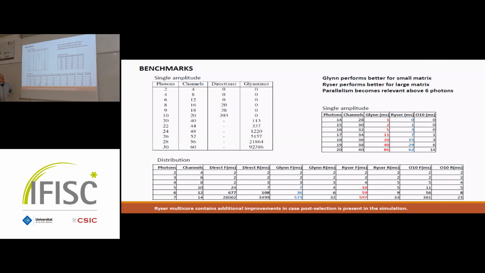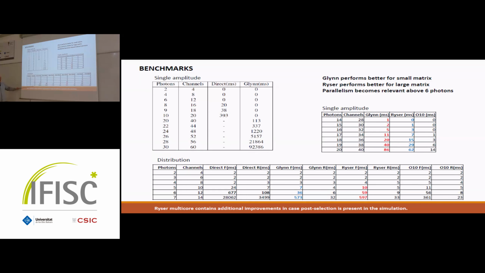This is very good as benchmarks, but they are not real-life cases. In real life, we don't want to calculate only one amplitude. We want to calculate the full state, that is the full amplitude distribution. So we want to check all the possible outputs and check if the amplitude is zero or non-zero, and if it's non-zero, what is the value of the complex amplitude. More realistically, we will be working at most with 7, 8, 9, 10 photons.